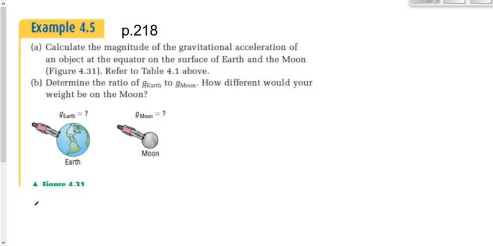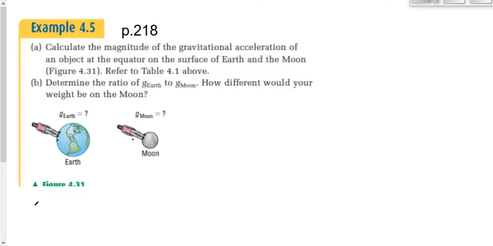So let's do this here. The gravitational acceleration or gravitational field strength at the equator of the surface of the Earth and the Moon. There may be something experiencing this field strength on the surface of the Earth and on the surface of the Moon. In fact, in the picture, it looks like there's a person, a really tall person, on the surface of the Earth and the surface of the Moon here. Do we know anything about that person? Nope. Do we know anything about the Earth and the Moon?